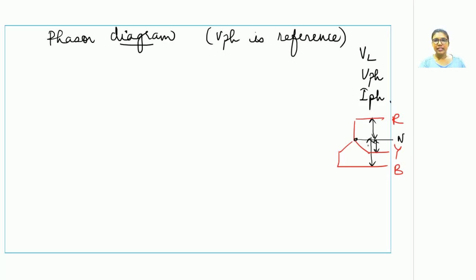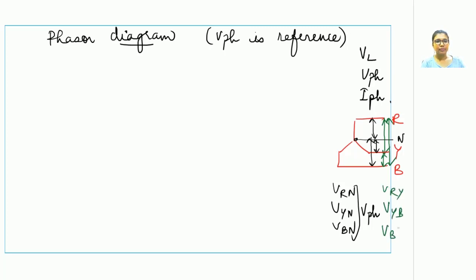So these black lines represent the phase voltages, which are VRN, VYN, VBN. These are the phase voltages. Let us mark the line voltages with a different color. Now with green, the line voltages are marked, which are VRY, VYB, VBR.